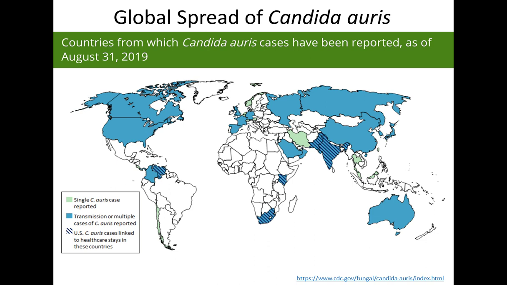In addition, because this is a CDC map, it also shows countries where U.S. Candida auris cases are linked to healthcare stays. And so these are patients that had healthcare stays in different countries, came back to the United States, brought Candida auris back, and continued outbreak infections in these areas. And you can see that includes Colombia, South Africa, India. Many countries have contributed. So it just kind of shows how this global spread is continuing.